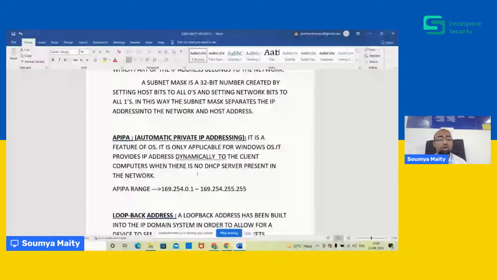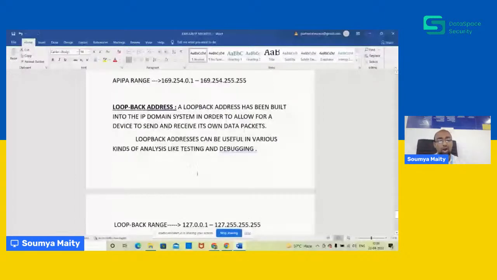The APIPA range in class B is 169.254.0.1 to 169.254.255.255. Next term is loopback address. So what is a loopback address?